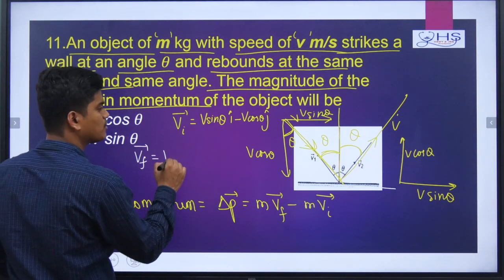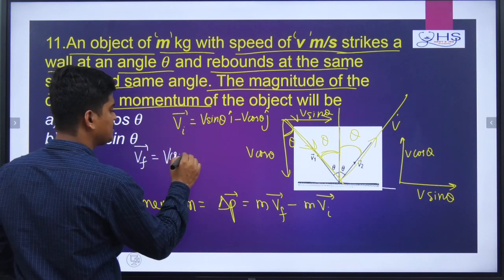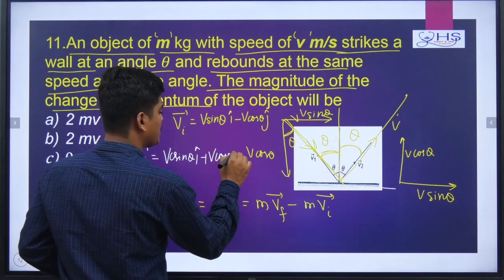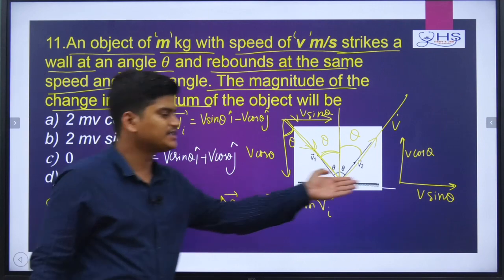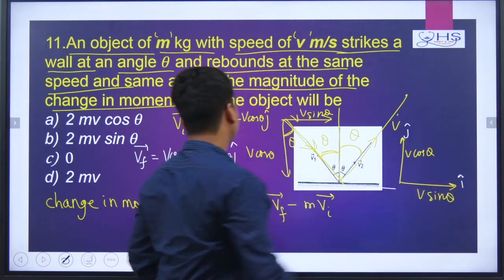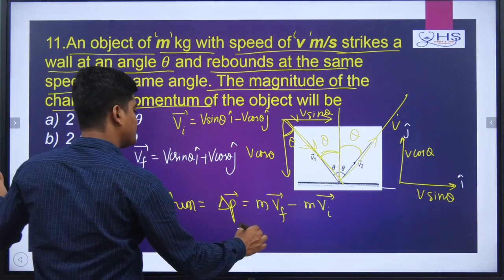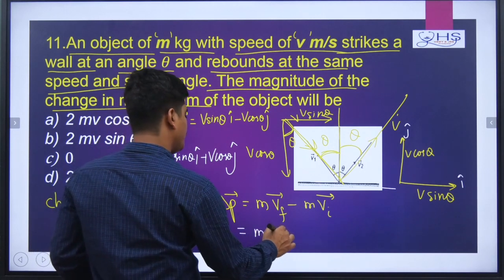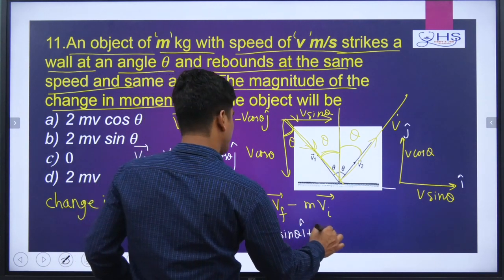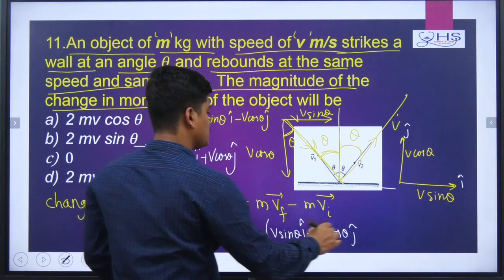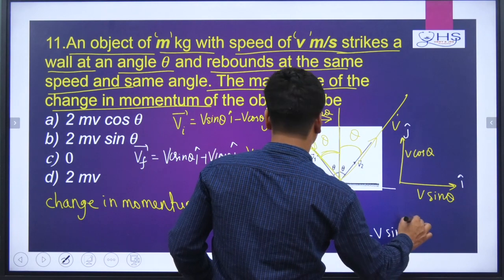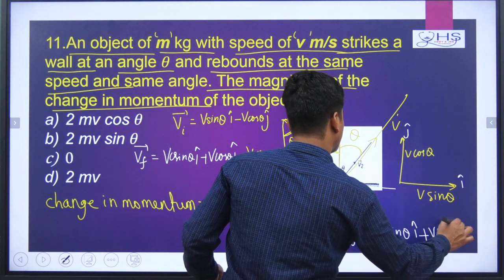V final vector is nothing but v sin theta i cap plus v cos theta j cap. Here v sin theta is in the rightward direction, that's why it is positive i, and this is the upward direction, that's why positive j. Now if I write the change in momentum, it is m times v final minus v initial, that is m times (v sin theta i plus v cos theta j) minus (v sin theta i plus v cos theta j).